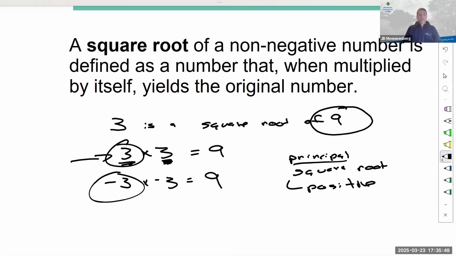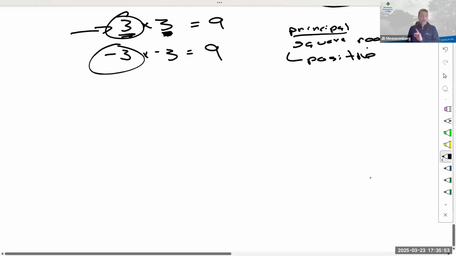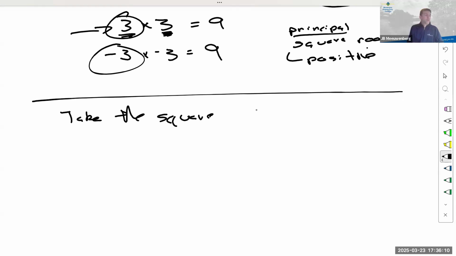So let's take a moment and practice this, taking the square root of some numbers. Now, I'll show you a couple, and I recommend you try to do as much as you can mentally. You might not be able to on all of them, but I'll show you how to use a calculator as well. So we're going to take the square root of the number 49.